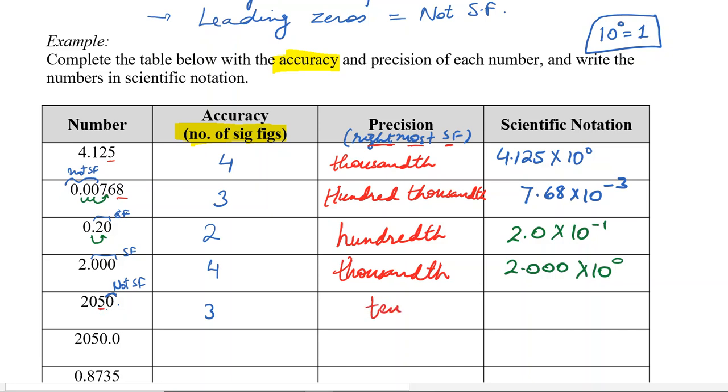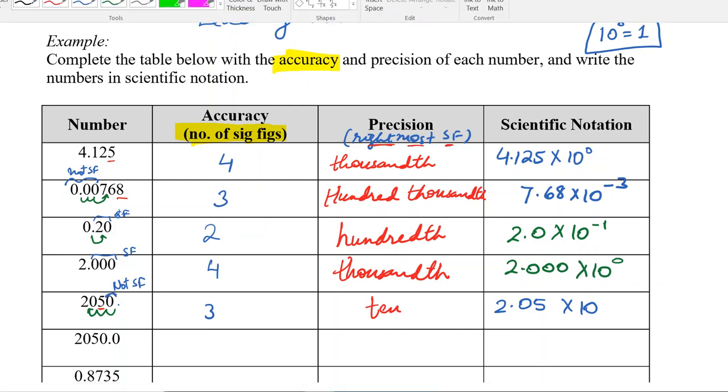And if you want to write in scientific notation, we always write the decimal after the first non-zero number, 2.05, and we only write the sig figs. So 2.05 times 10 raised to power, how many places did we move? The decimal is moved 1, 2, 3 places to the left. So it should be 10 raised to power 3.